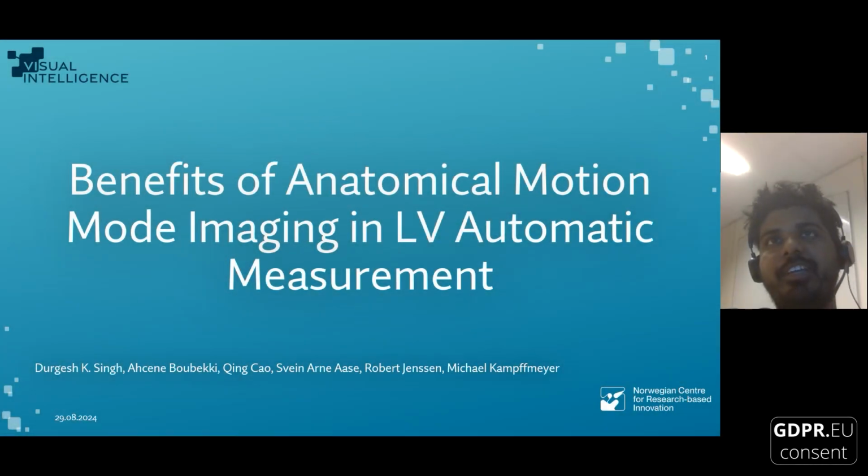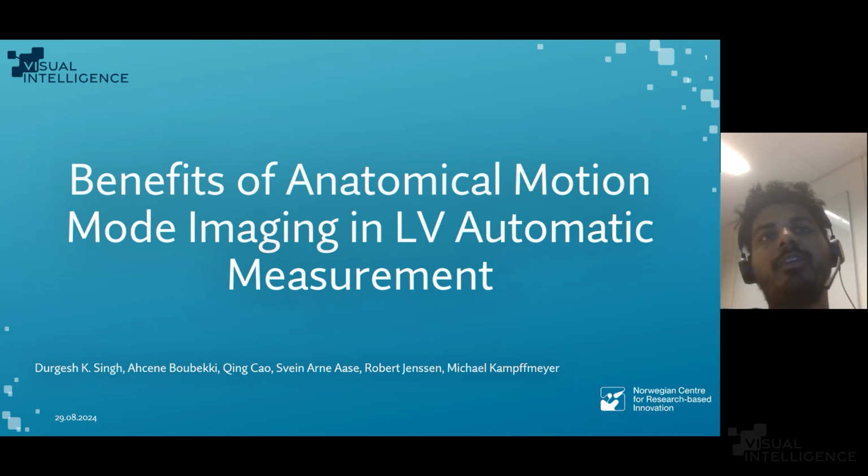Yeah, so I'm Durgesh. I'm a PhD student at UiT Tromsø, and I'm working with anatomical motion mode imaging for left ventricle automatic measurement. I have been working on this project since the beginning of my PhD, and some preliminary analysis and part of this presentation today has been presented before in previous VI sessions.